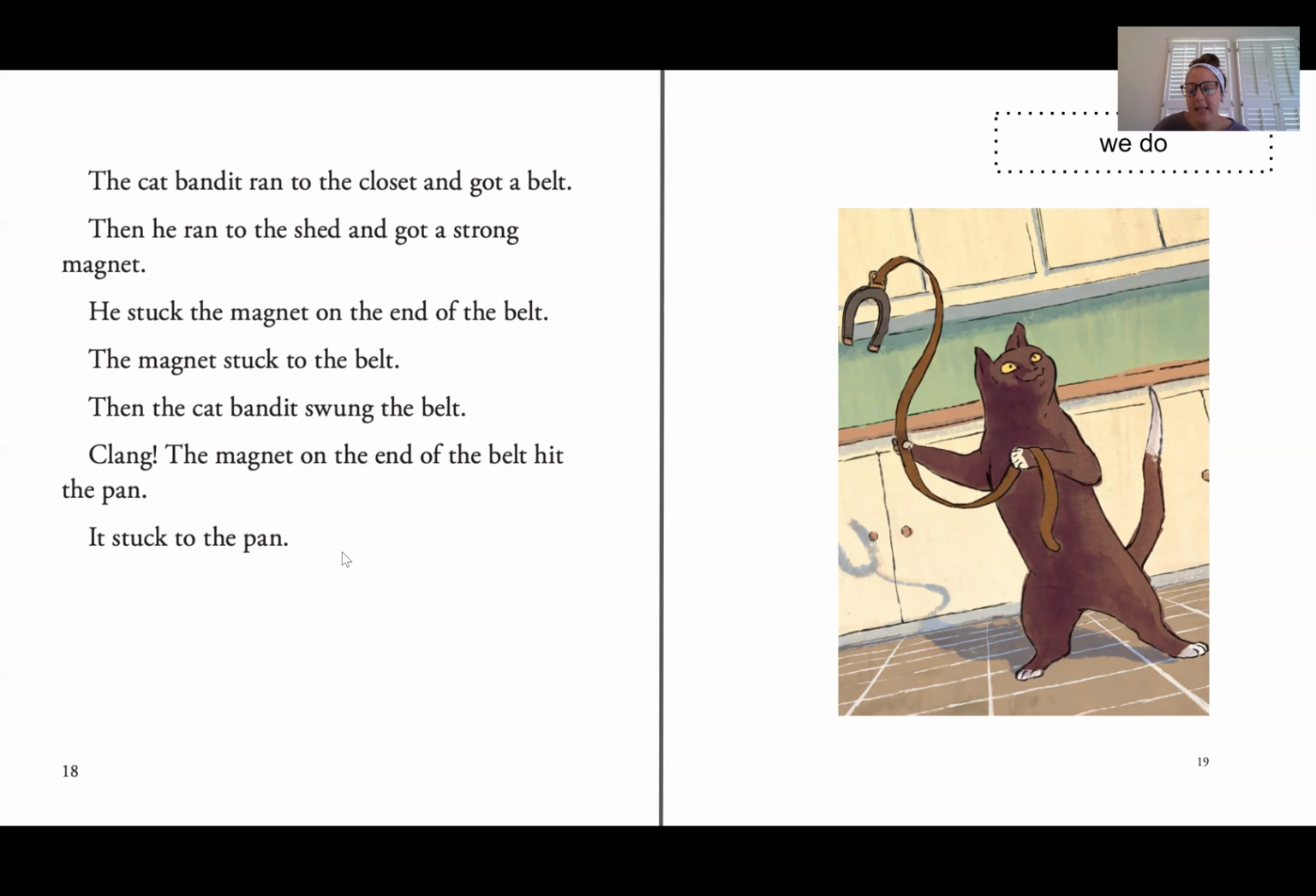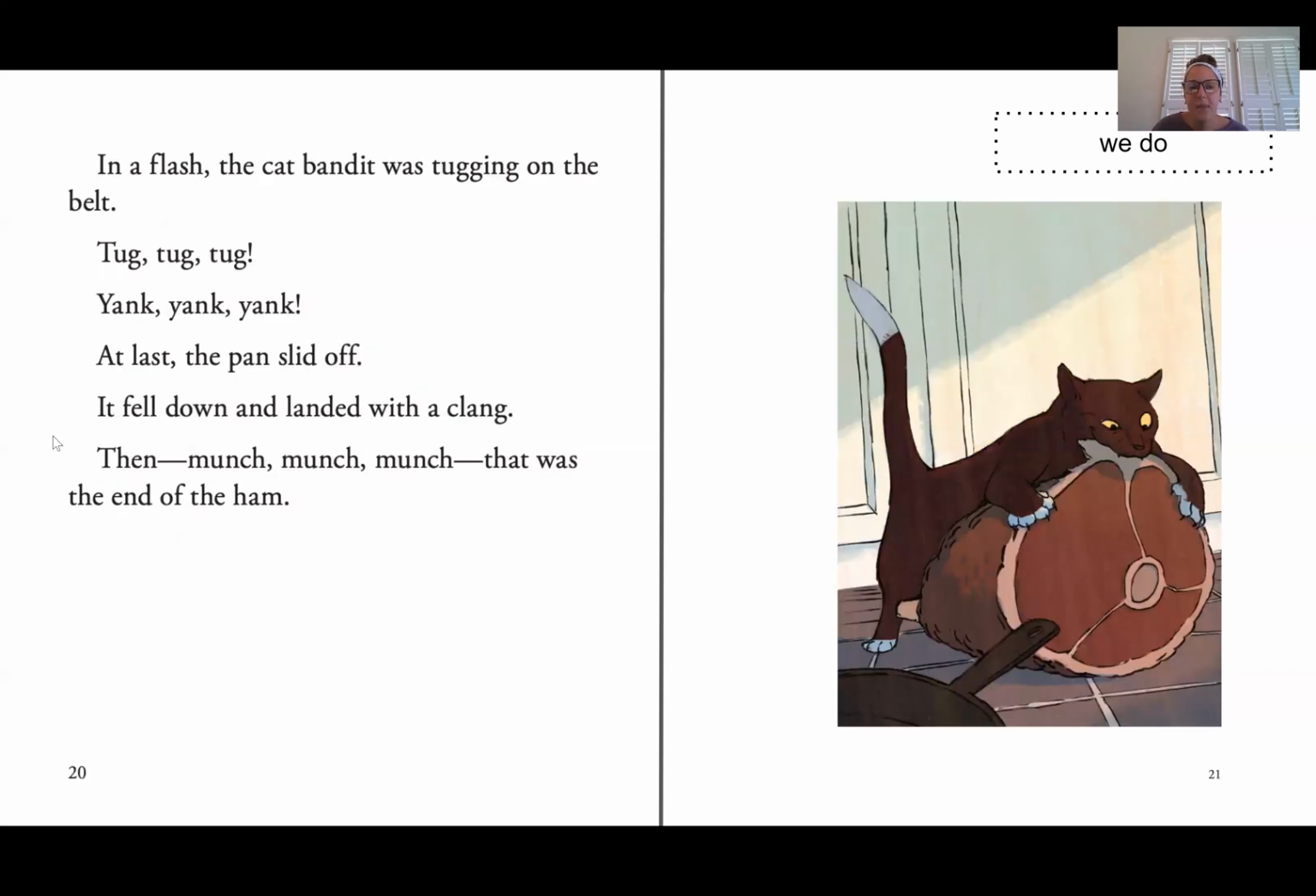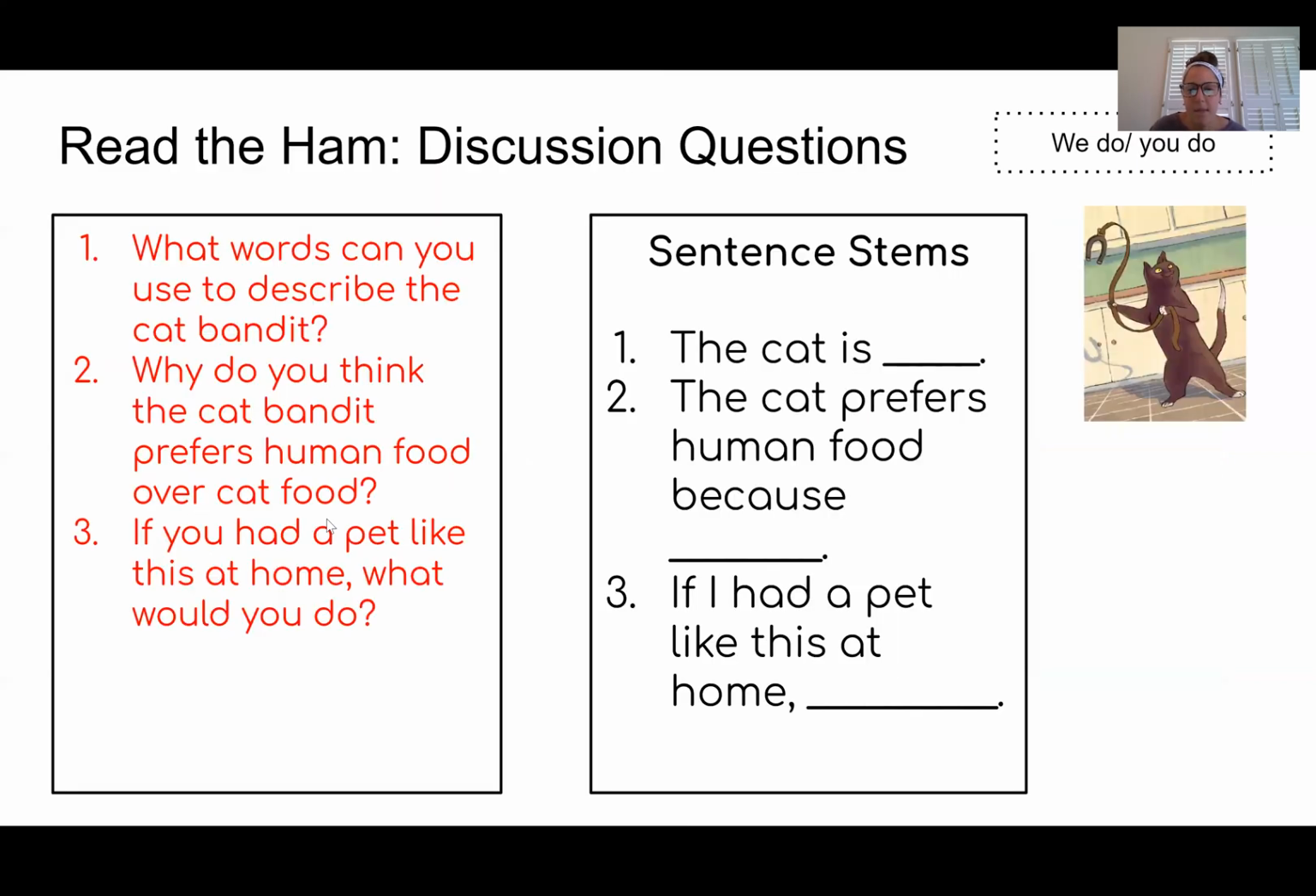It looks like the cat's plan is working. In a flash, the cat bandit was tugging on the belt. Tug, tug, tug. Yank, yank, yank. At last the pan slid off. It fell down and landed with a clang. Then munch, munch, munch. That was the end of the ham.